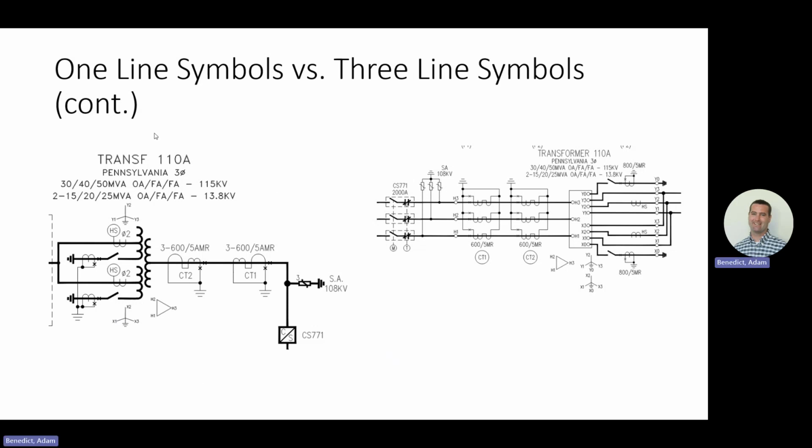So moving on to some more one-line symbols. If we look, we have a transformer. This one's a transformer with 2 secondaries. So you have 1 primary. This is your circuit switcher here.